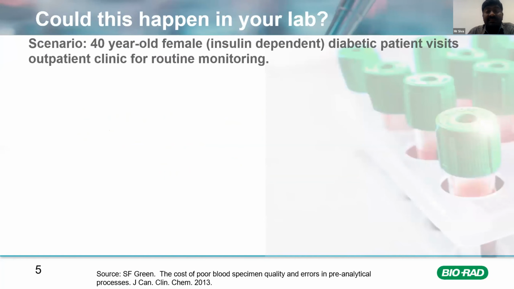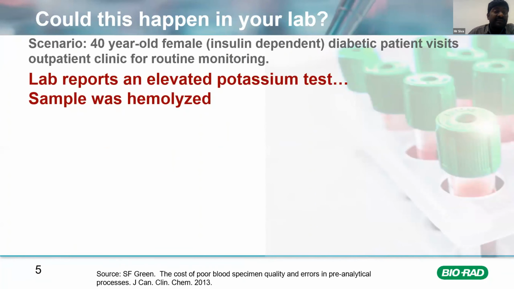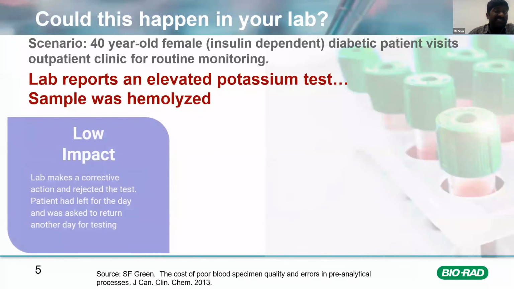Okay. And then just look at one scenario. There is a 40 year old female who is an insulin dependent diabetic patient. She visits the outpatient clinic for routine monitoring, and the lab reported elevated concentrations of potassium, and the sample was hemolyzed. What could have been the impact?